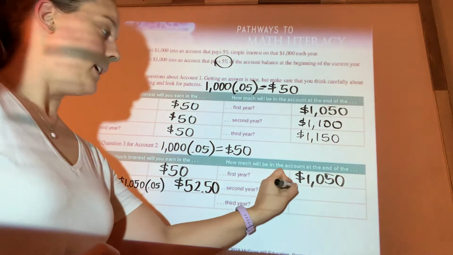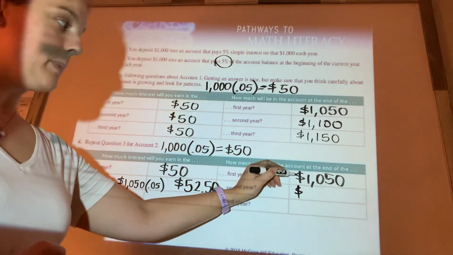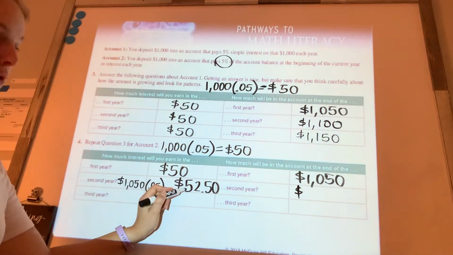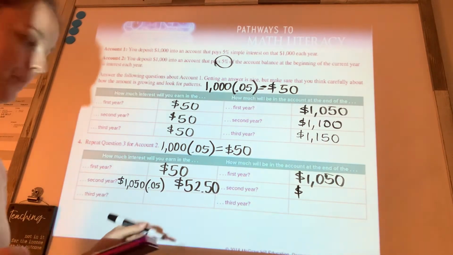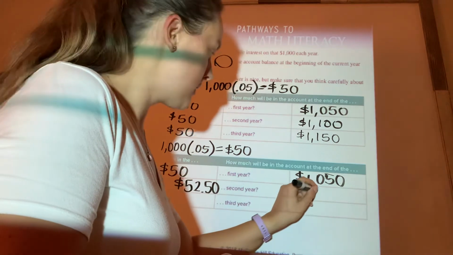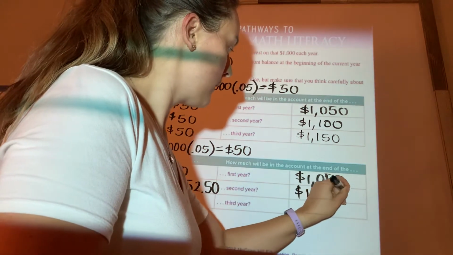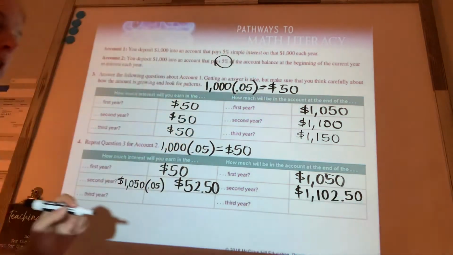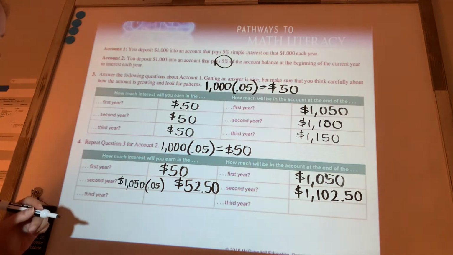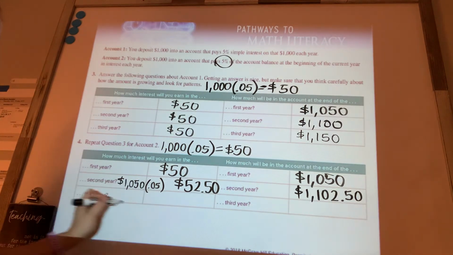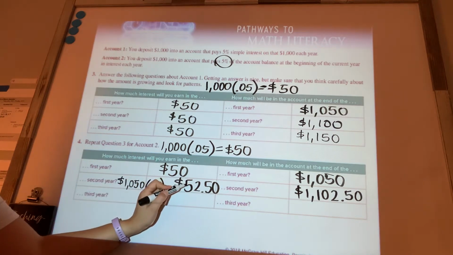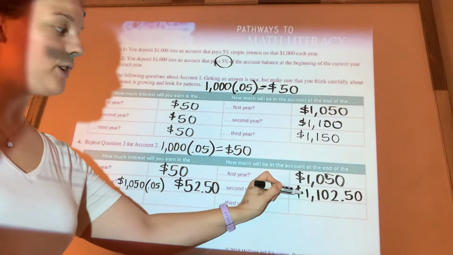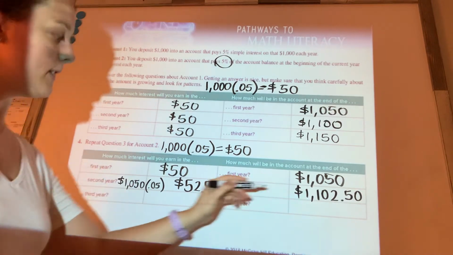Now to get my balance, I'm going to take my first year balance and I'm going to add my new interest amount. So 1,050 plus 52.50. And my new balance is $1,102.50. Okay. Now to get year 3, again, it's not going to be $52.50 for the interest. I have to figure out what is 5% of my previous balance.